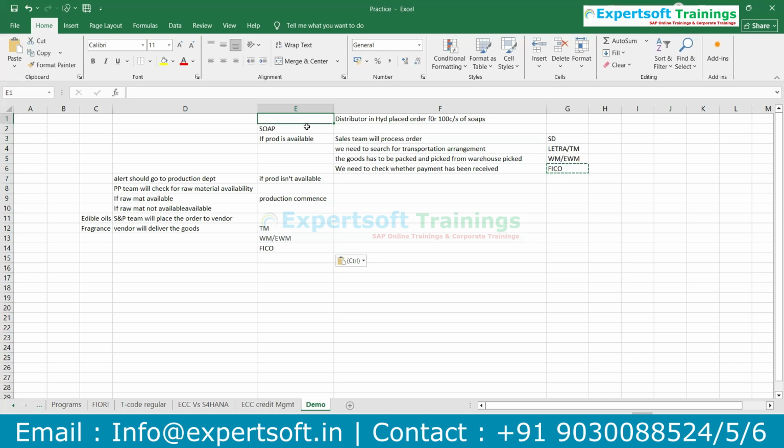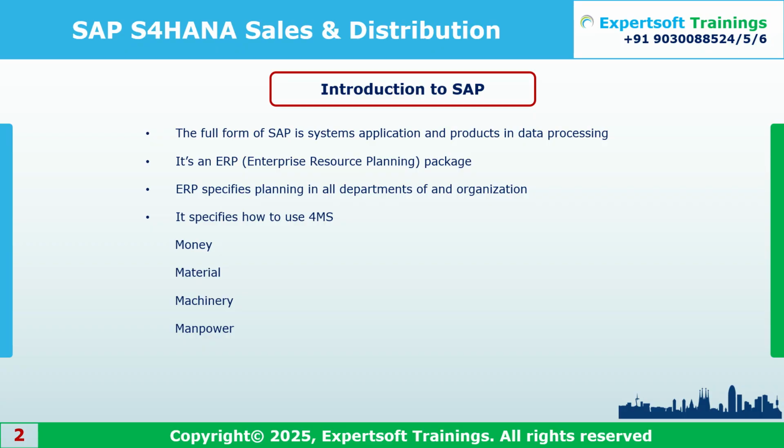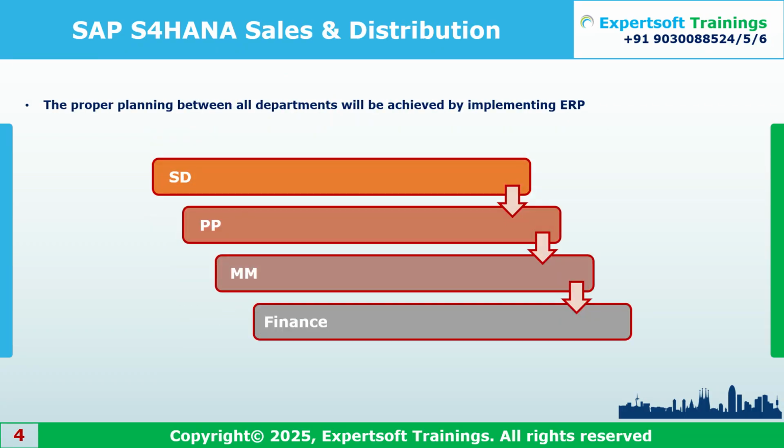Okay, that is why all the companies implement SAP, even though it is a little bit expensive. Okay, so when we come back to our presentation, the proper planning between different departments will be achieved by implementing ERP. And why SAP particularly among the other ERPs? SAP has its presence across all modules. If you take some of the other ERPs, for example, Oracle.